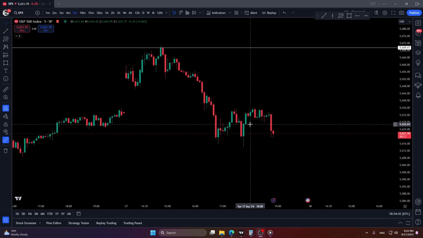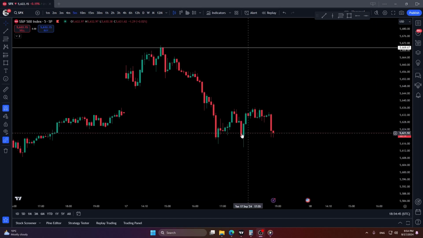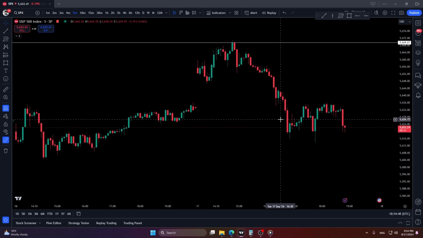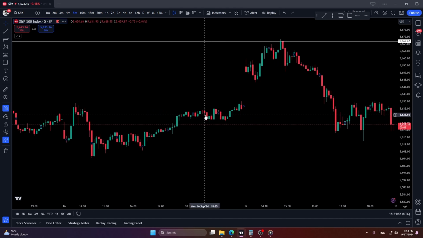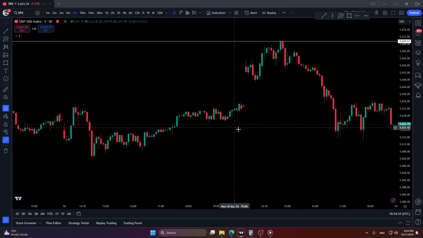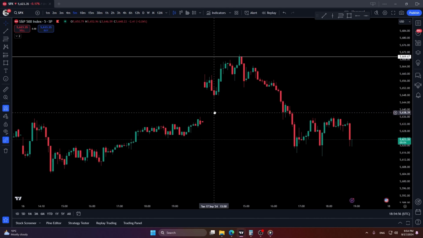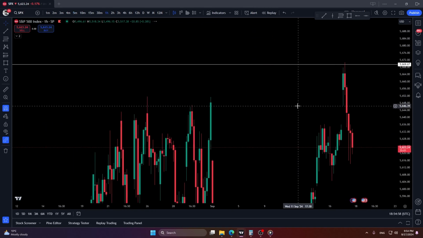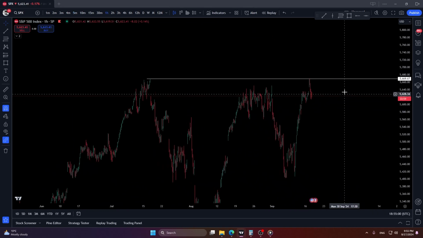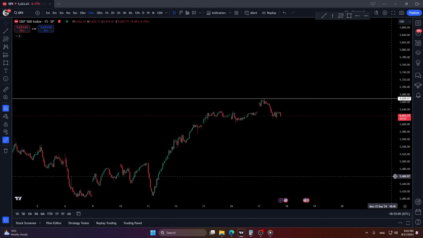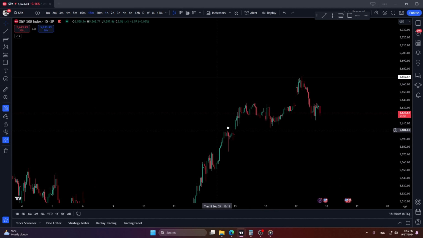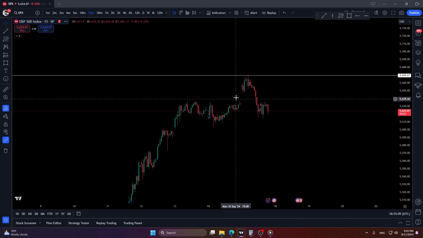Alright guys, here we are 10 hours later after the last video. When the last video was captured, we were around these levels here, and I said that I was expecting price to sweep the all-time highs right here, then come back down. And as you can see, this is exactly what happened. So once we opened today, we saw a gap up.